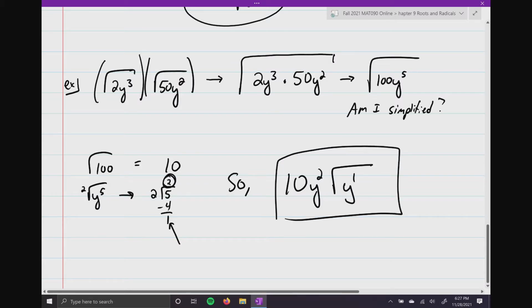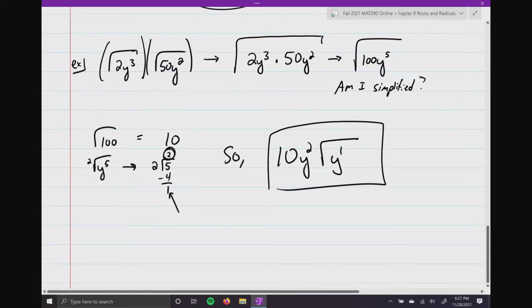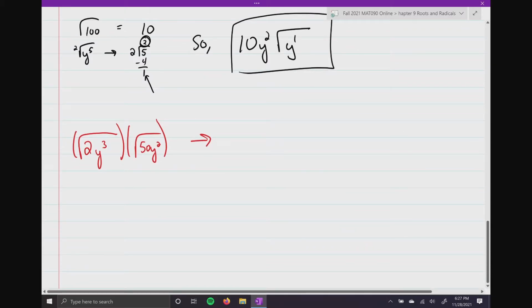Now, there's another way that we can approach this problem. I'm going to write it in red because maybe you were wondering, why doesn't he just do this? So watch this. I'm going to rewrite the problem here. And right from the start, I'm going to try to simplify what I can. Notice directly underneath, there's nothing I can do with this number 2. However, that y to the third is going to be y to the first times 2y underneath the radical symbol.